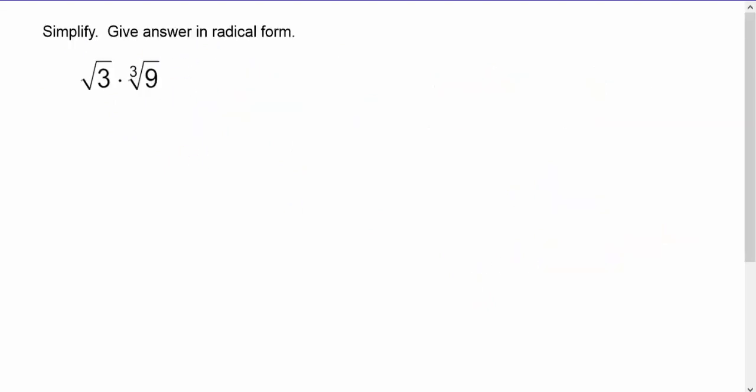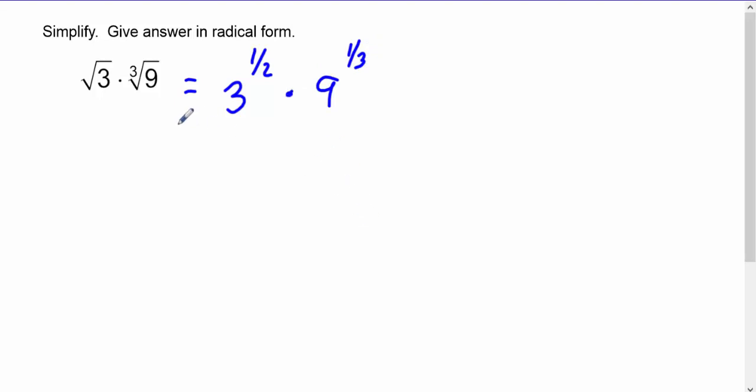This one's difficult, and you may not see it that way right off, but you'll notice that I'm asked to multiply 2 roots. The only problem is my roots don't have the same index, so I can't just take and multiply 3 to the 9 and then make something up with the indexes. So the only thing I know how to do at this point is to change each into a rational exponent. So I have 3 to the 1/2 power, and then I have 9 to the 1/3 power.